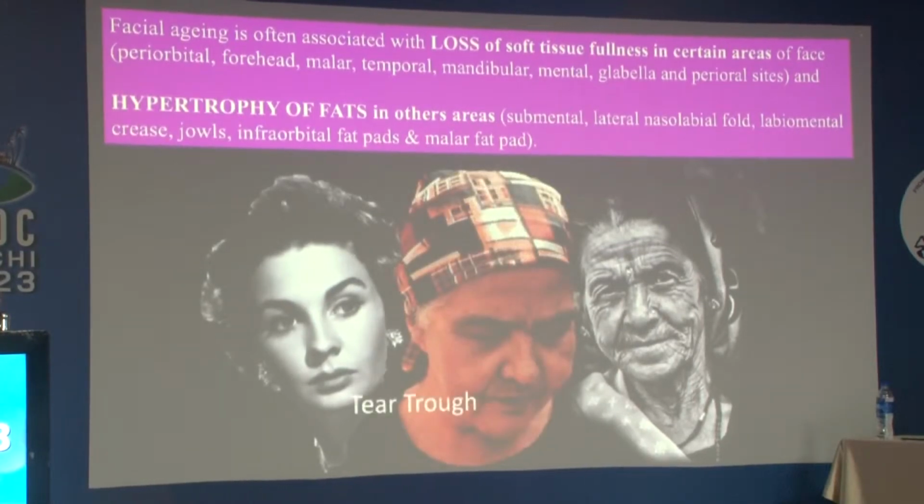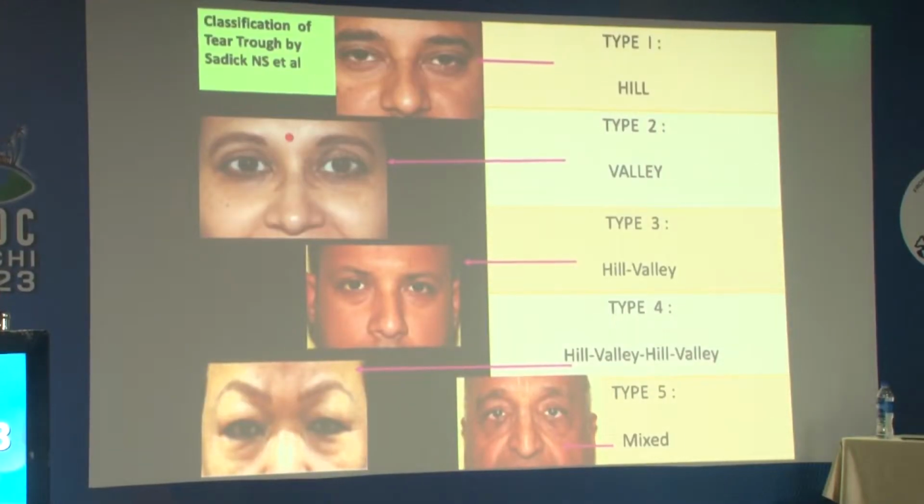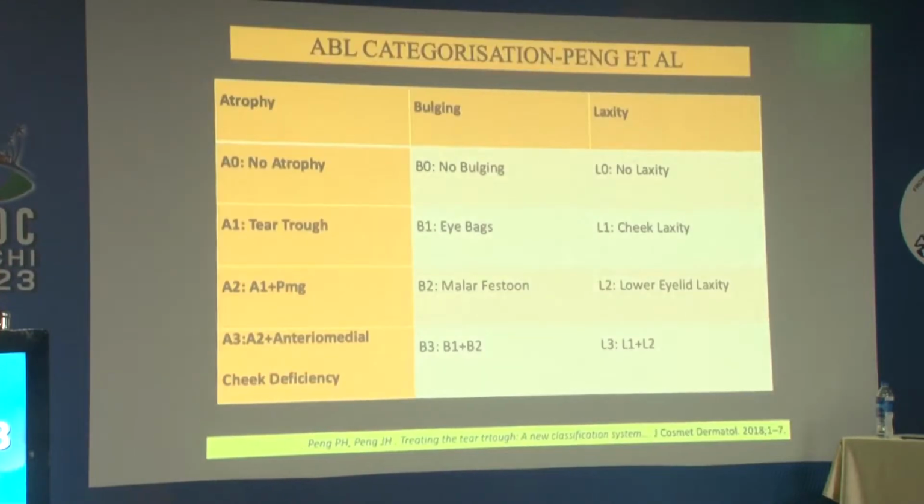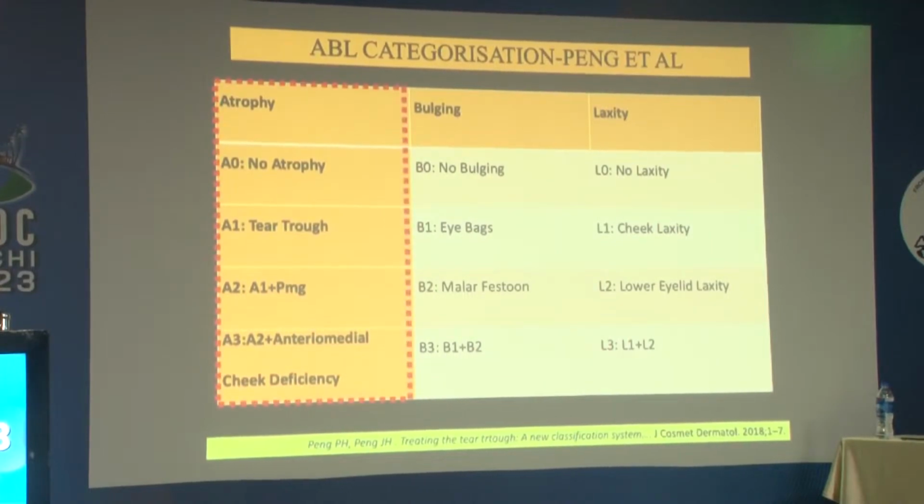And because of this loss and hypertrophy, there are different classifications regarding the different types of presentation in the periocular region, where the most simple one we call type 1 is a hill, where you have the fat. Type 2 is a valley, the trough. So these are different classifications that have come out, and this is what we follow based on the atrophy changes that we see in the periorbital region, or the bulging changes, or the laxity.